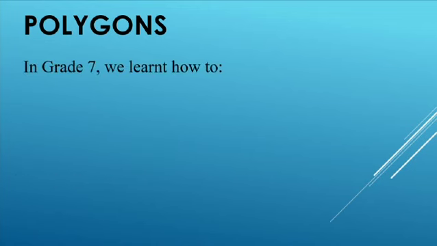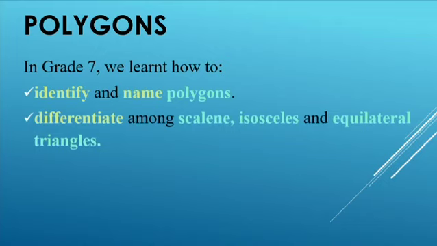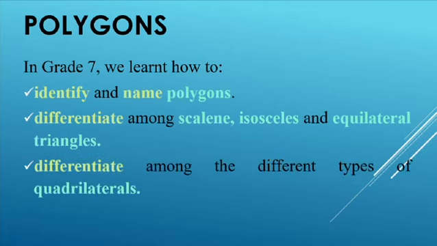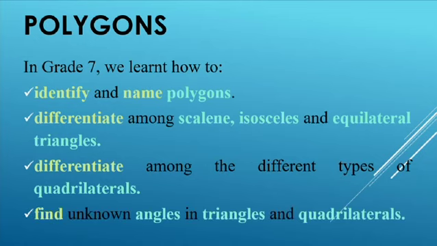Today we are going to look at polygons, right? Now, the chapter polygons you have already seen in grade 7. What did you learn in grade 7? Well, in grade 7 we've seen how to identify and name polygons. We've seen together how to differentiate between scalene, isosceles and equilateral triangles. We've seen together how to differentiate among the different types of quadrilaterals and how to find unknown angles in triangles and quadrilaterals. Now, if these are not clear for you, please go back to your notes, okay?